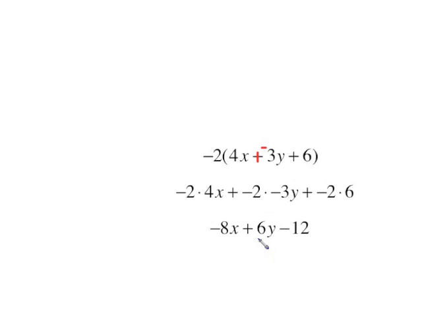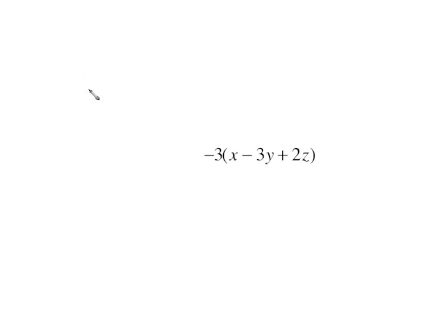Negative 2 times 4 is a negative 8. A negative 2 times a negative 3 makes positive 6. Negative 2 times 6 makes negative 12. If you don't need to write out those products and you can do this in your head, you're going to multiply negative 3 times x, which makes negative 3x. Then you're going to do negative 3 times negative 3 because this is a plus a negative. Negative 3 times negative 3 is a positive 9y. Negative 3 times 2z is going to be a negative 6z.